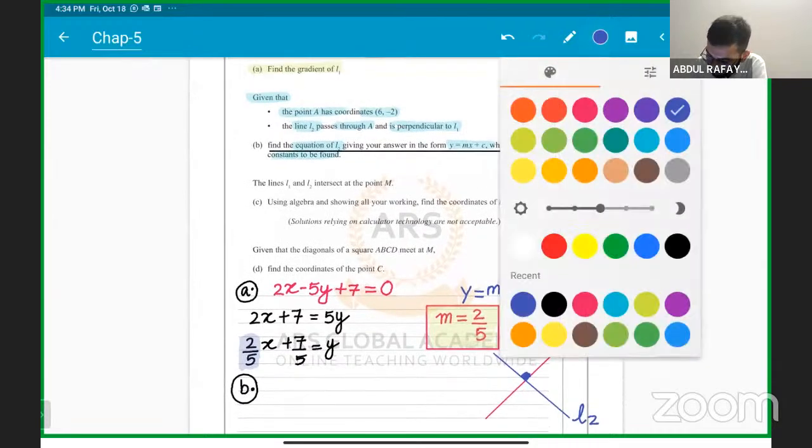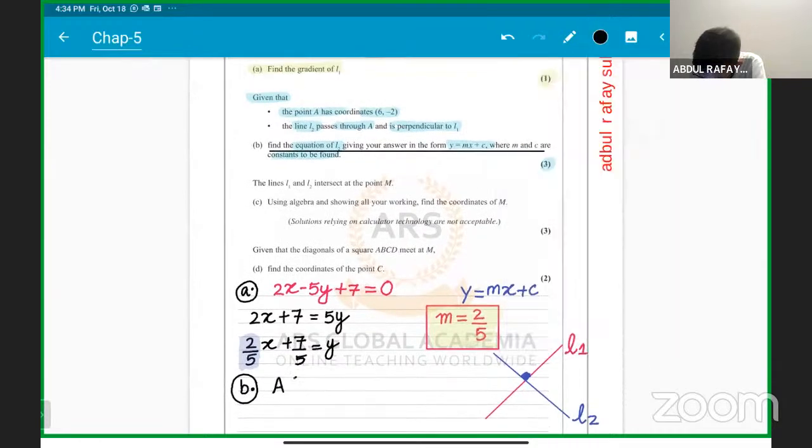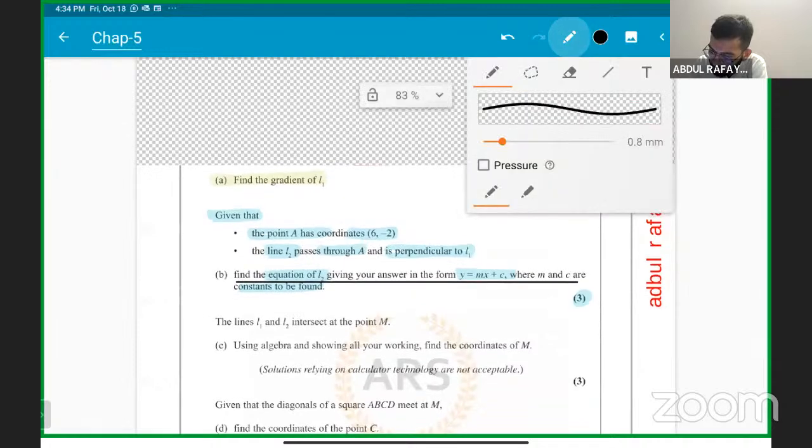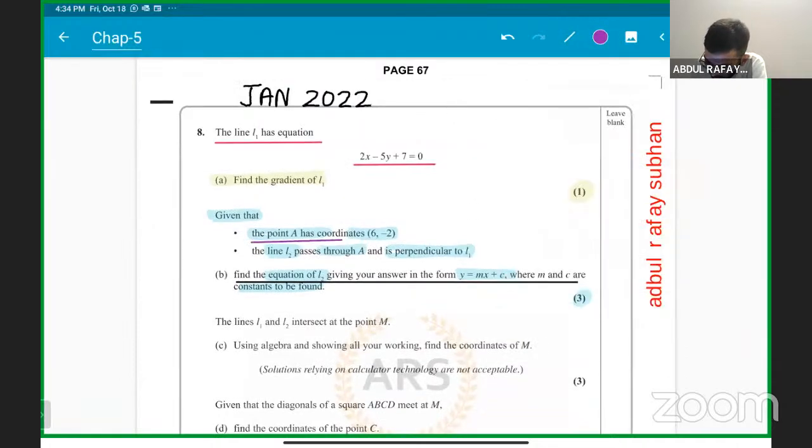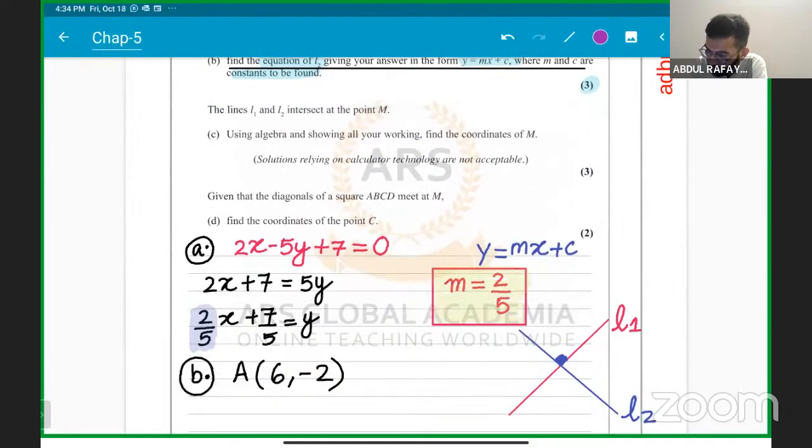So what we have is basically the point A has coordinates 6 comma minus 2 and it is lying on line 2. Follow very carefully, students, the information. The point A has coordinates 6 comma minus 2 and the line L2 passes through A. So the line L2 will have A somewhere. So let's mark A as well here. The A coordinate which is 6 comma minus 2 is lying on this blue line, which is line 2.